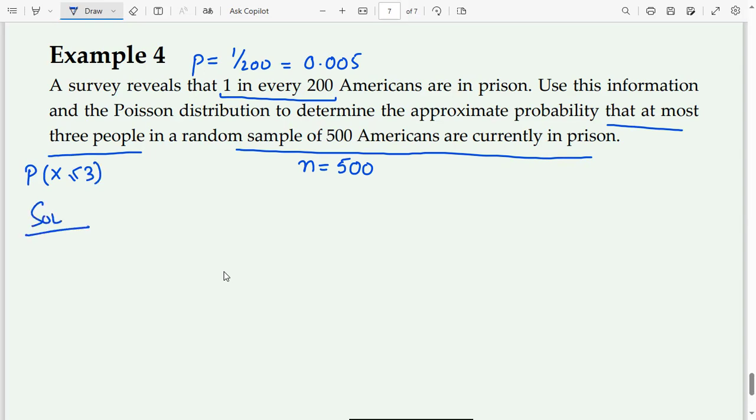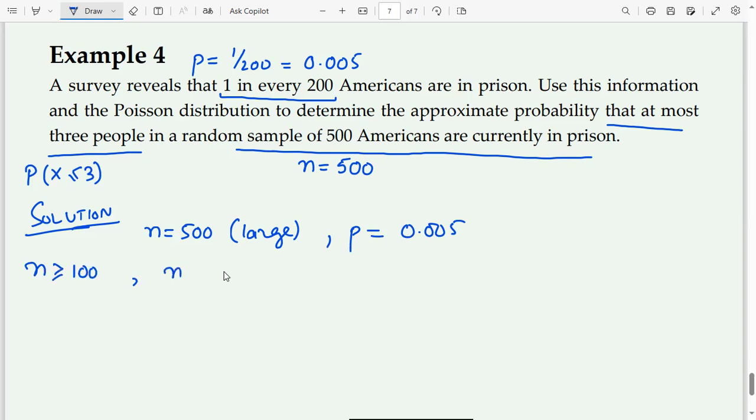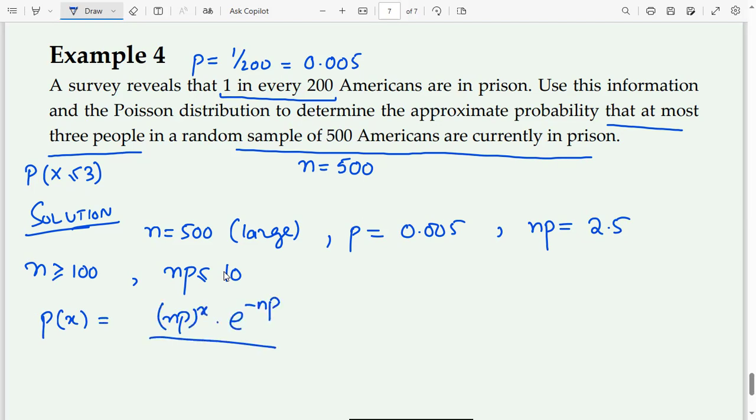Okay. If we try to solve this question, the problem क्या है? N is very large and P probability of success is very small. Now the question is कैसे पता करेंगे? First of all, N is greater than equal to 100 and NP is less than equal to 10. ये दोनों के दोनों cases हो रहे हैं because if you calculate NP, it's 2.5 I think. Right? अच्छा. Now we can use the approximation formula that Px is equal to NP to the power x e to the power negative NP over x factorial.